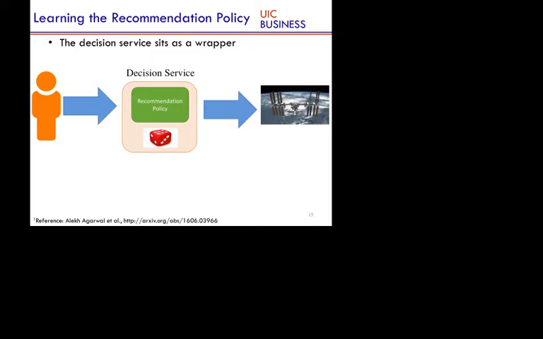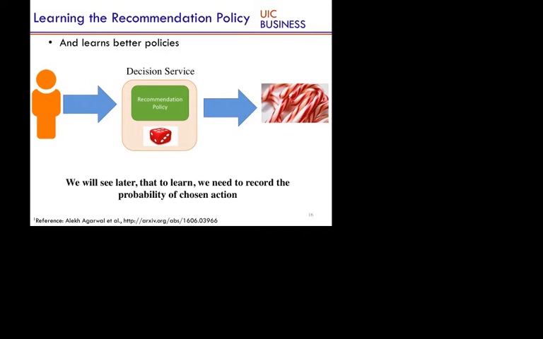What we're going to discuss today sits on top of this part, which is the recommendation policy. And it may have some randomness. That's why I'm showing a die. And this wrapper here is going to learn better policies. I'm using the word policy. Policy is just saying, if the user is of a certain type, then show these items, news items in this case. And if the user is of some other type, show these items. It's like a function which maps from user profile to what to show.